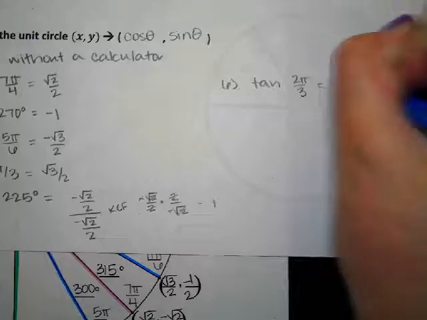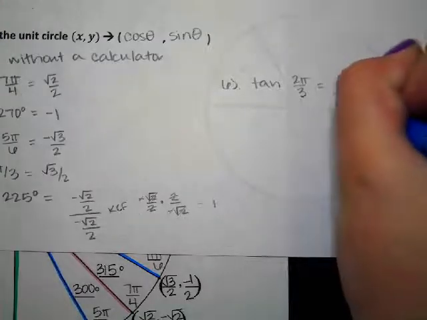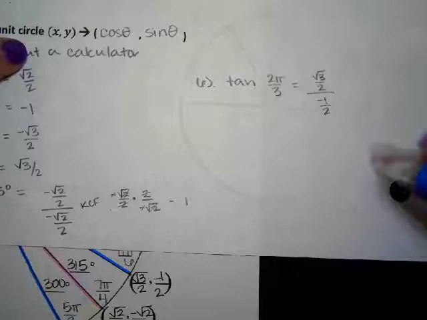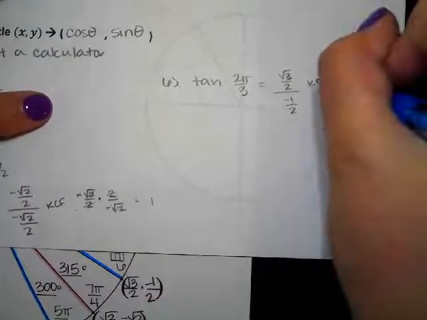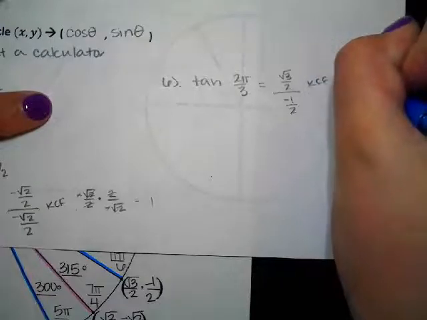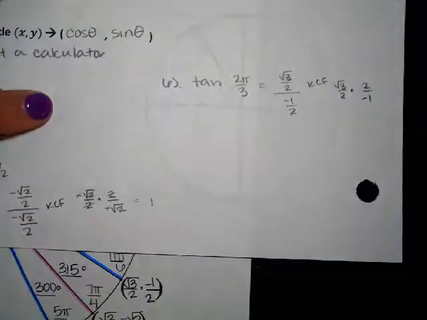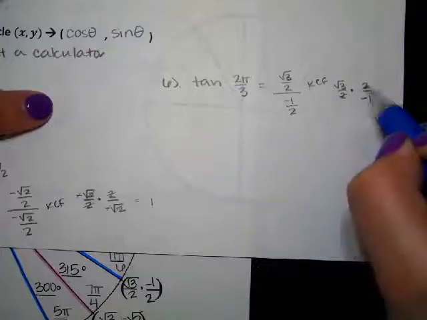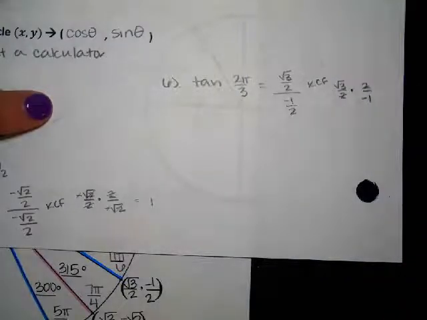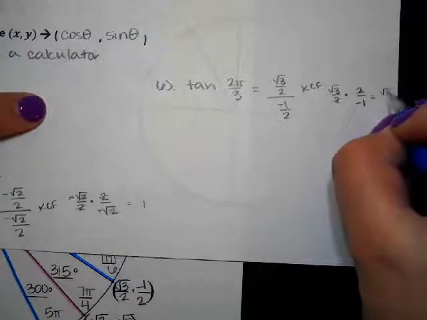negative 1/2. Okay? So now I'm going to do keep it, change it, flip it. And I have root 3 over 2 times 2 over negative 1. So I end up with my denominators canceling. And I get root 3 over negative 1. And what is root 3 over negative 1? Negative root 3.